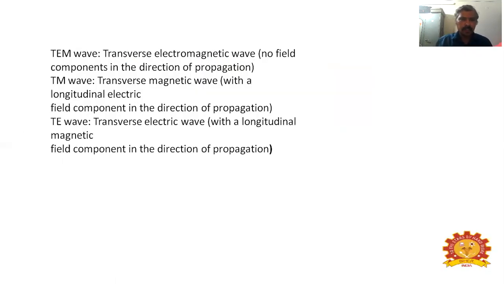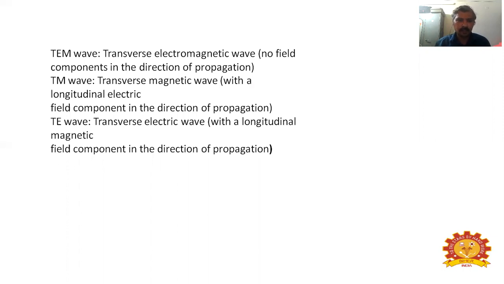What is a TEM wave? A TEM wave is a transverse electromagnetic wave, with no field components in the direction of propagation. What is a TM wave? A transverse magnetic wave with a longitudinal electric field component in the direction of propagation. What is a TE wave? A transverse electric wave with a longitudinal magnetic field component in the direction of propagation.